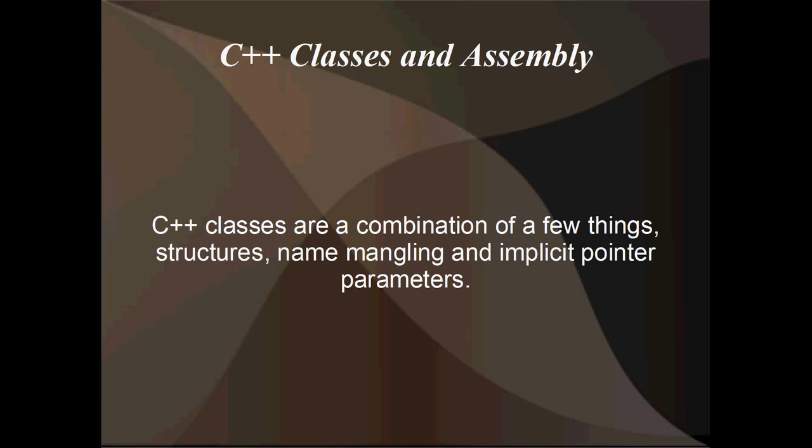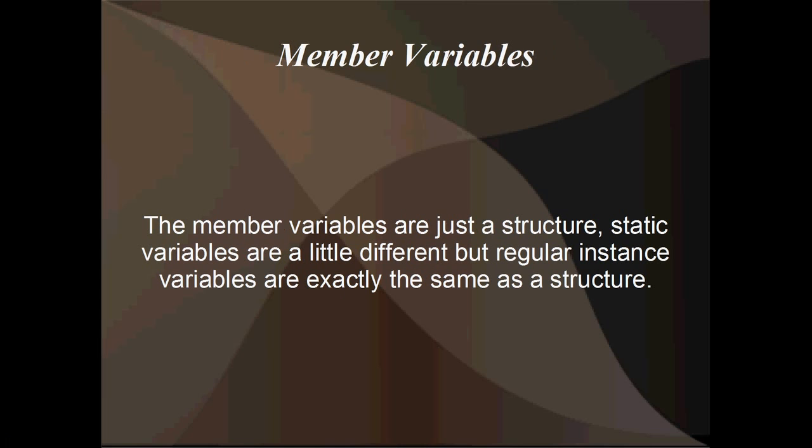Okay, so C++ classes and assembly. There's actually no object-oriented programming in assembly. It's not an object-oriented programming language, but C++, as we know, is. So we're going to have a look today at exactly how that actually works. It's a combination of a few things: there's structures, there's name mangling, and there's an implicit pointer parameter, the this pointer. So we'll have a look at it.